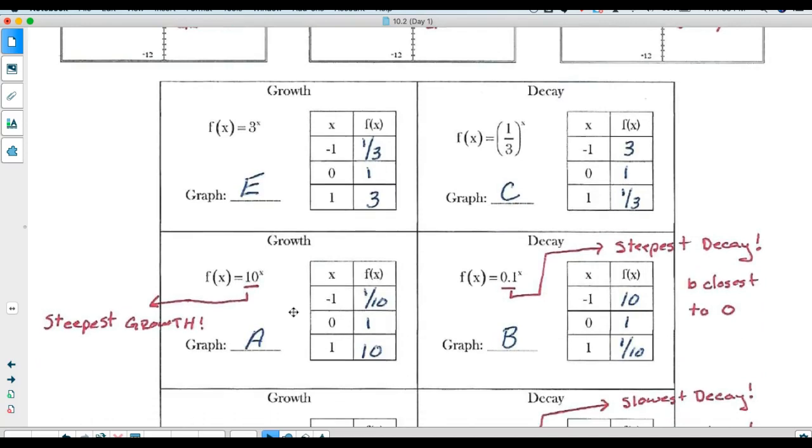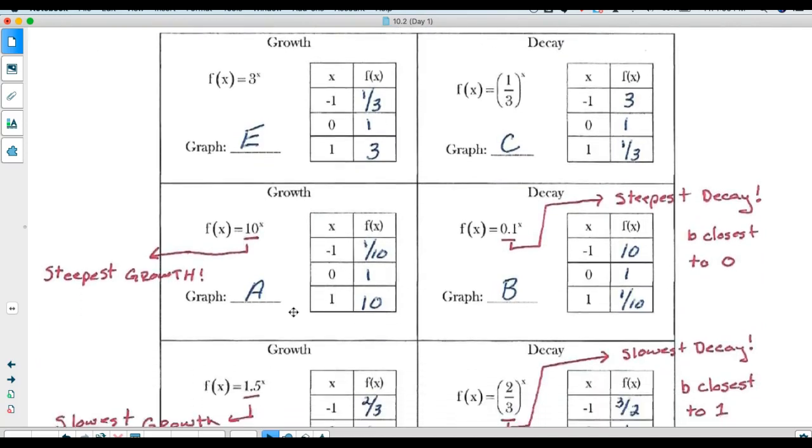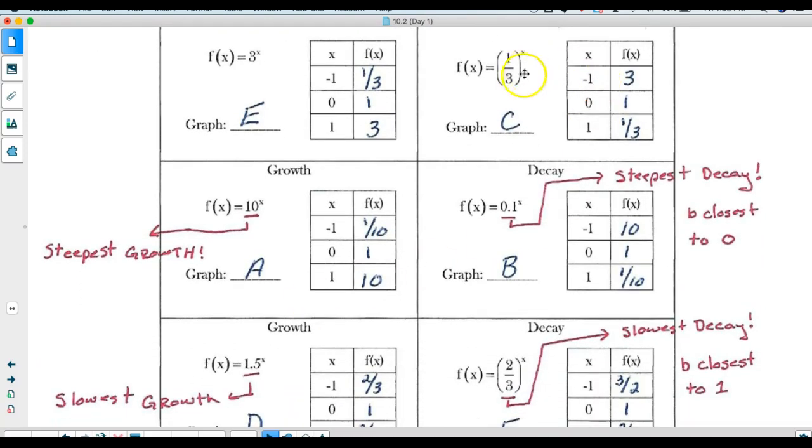When I'm looking at my decay functions, basically the same thing goes. Everything banks off of my b value. I have f of x equals 1/3 to the x, f of x equals 0.1 to the x, and f of x equals 2/3 raised to the x.